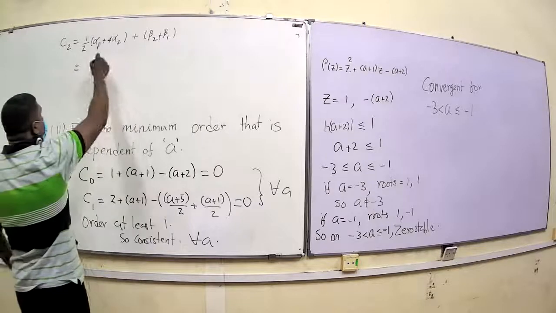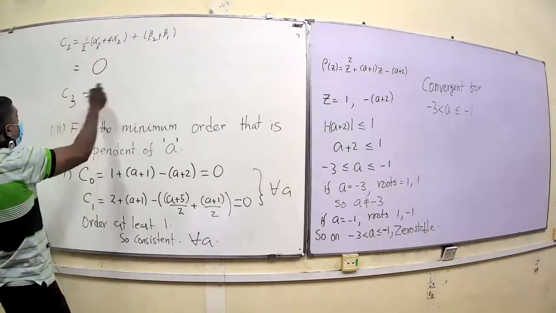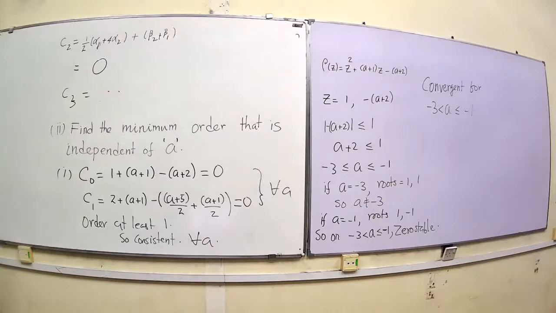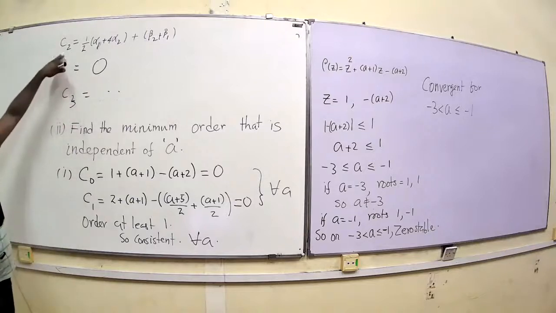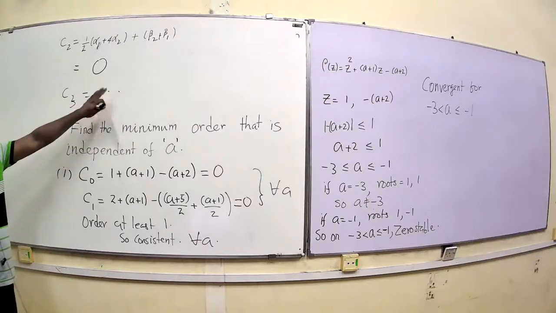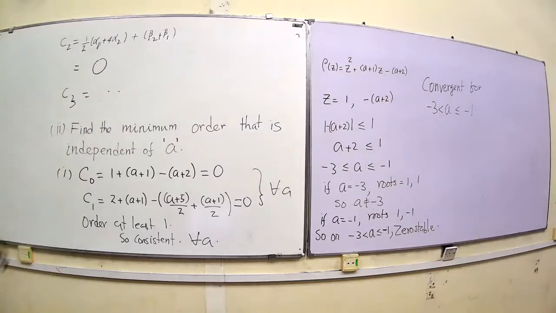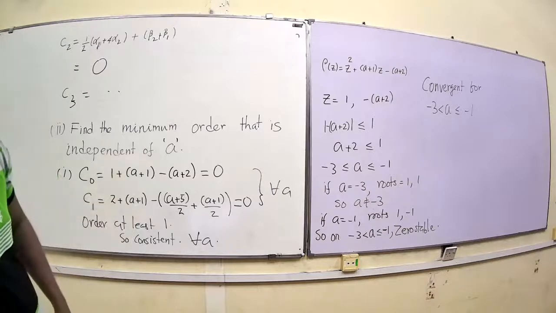If you get 0, then you go to C3. So you go on until you get a non-zero term. That is what they are asking, because you compute until you get a value which depends on a. I believe C2 will be 0 irrespective of a, but C3 might not be. You can continue working on this and check which one is the minimum order you can get independent of a. That is how you answer the second part. That is more like finding the order of the method, which you have already done.